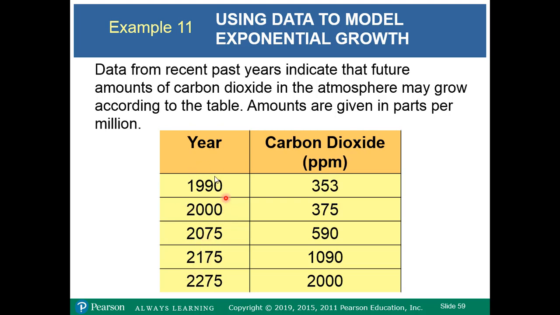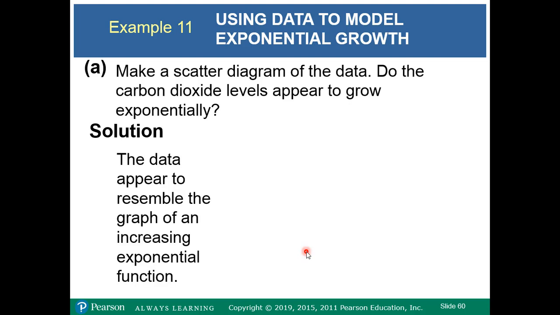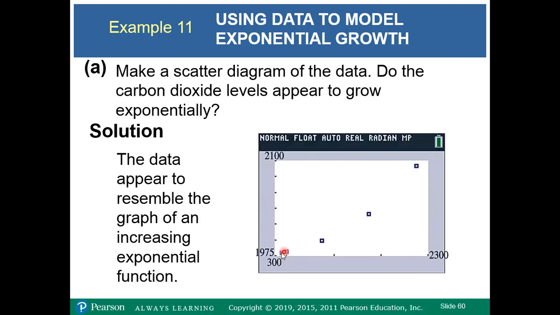So we've only got 2 data points. So again, this is not very good, but let's assume that we're using an exponential model. These are made up data. So let's see what we get. We make a scatter plot. On our calculator, we make a scatter plot here.